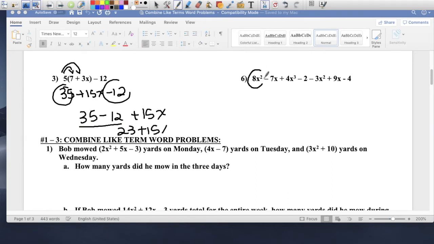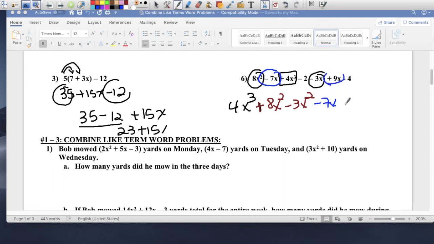This one, combine this guy with this guy. The first thing I'm going to write is this guy, 4x cubed. Then I'm going to write plus 8x squared minus 3x squared. Then I'm going to put blue minus 7x, and then this guy plus 9x. And then in purple minus 2, and then minus 4. All my like terms are next to each other.